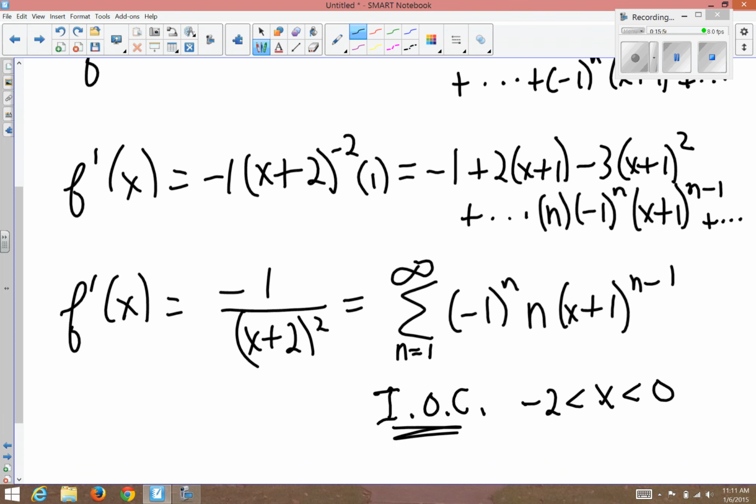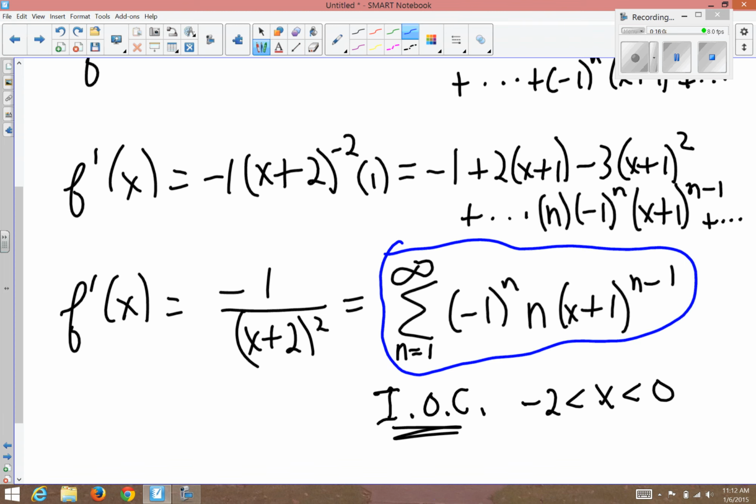So I think we're done with exercise 28. Let's read the directions. Use the series and function f of x that is represented from exercise 22 to find a power series for f prime of x. This is it right here. This is what they're asking for. This is the power series. If it asks for the interval of convergence, we would just say it's the same interval of convergence of the original function, the function that this is the derivative of.